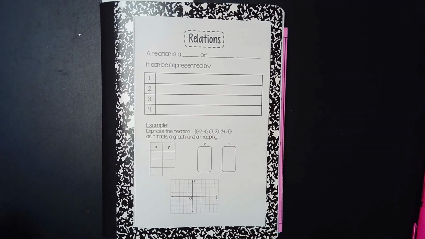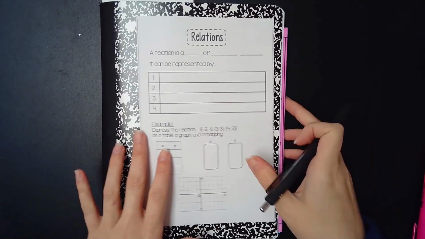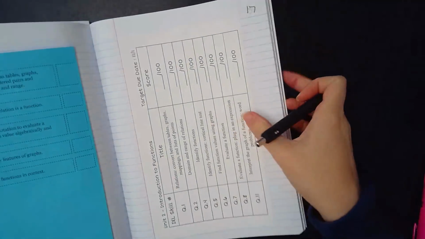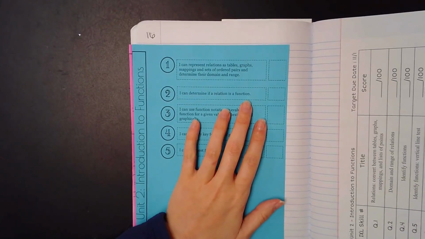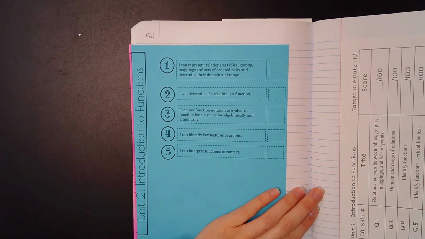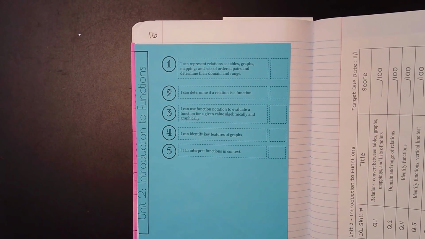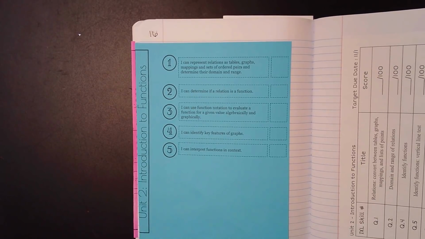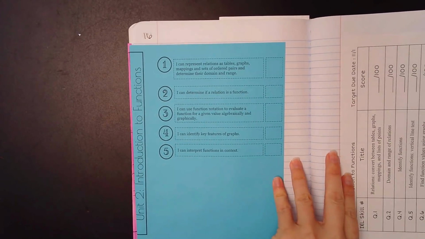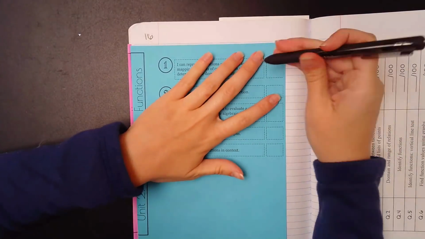Today's video is all about Learning Target 1 of Unit 2. And Learning Target 1 says, I can represent relations as tables, graphs, mappings, and sets of ordered pairs, and determine their domain and range. So these notes are going to go into your notebook on page 18.